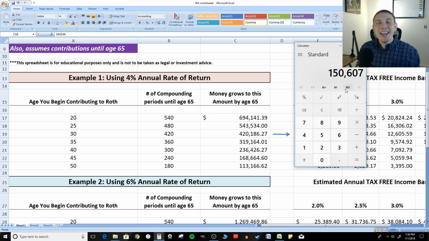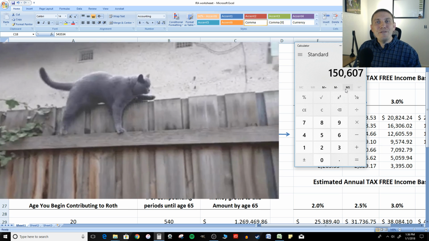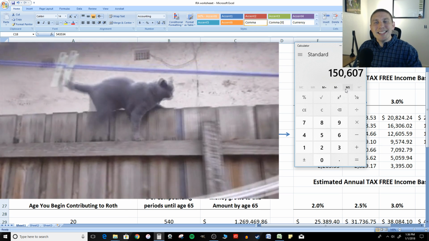So the differences can be astronomical, and they can be magnified based upon how long you wait to do this and the type of return you're getting. So that's what I really wanted to point out to you guys. And so if you've been on the fence of starting a Roth IRA, today is the day.